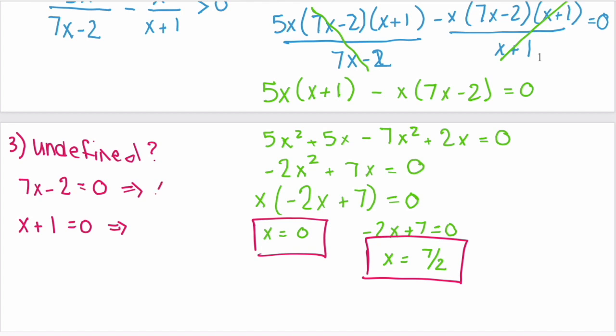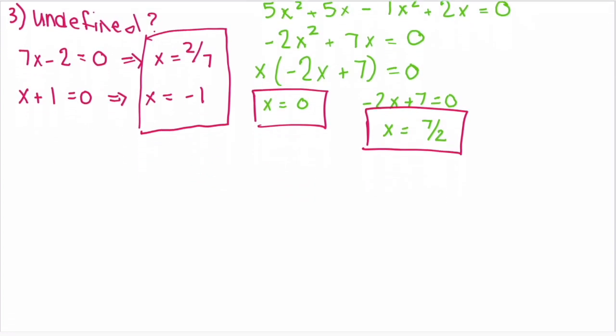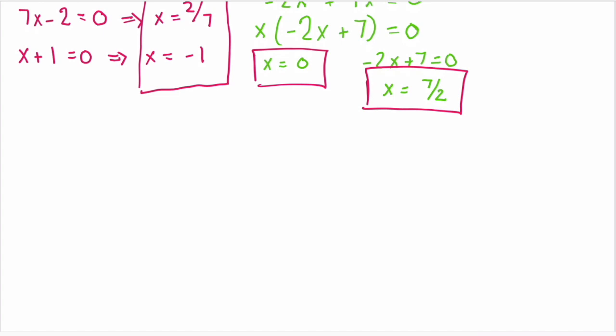The first gives us a value of x equals 2/7, and the second gives us a value of x equals negative 1. These are our other two critical values. For this problem, we have 4 critical values. Let's make that number line and put those critical values on there. We start with negative 1. I'm going to put a star next to negative 1 because it makes the denominator 0. We cannot include it in our solution.